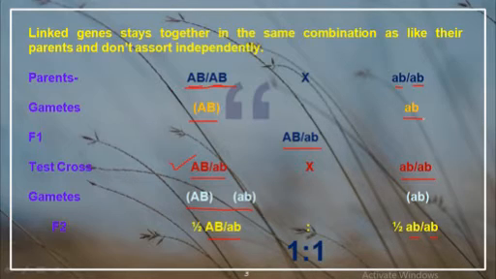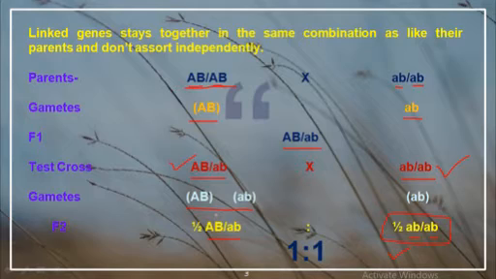and don't assort independently. So here you can see this is one parent which was having linked genes. This is the offspring which is also having linked genes as its parents. So they will produce offspring like their parents. So linked genes stay together in their offspring also, as their parents.